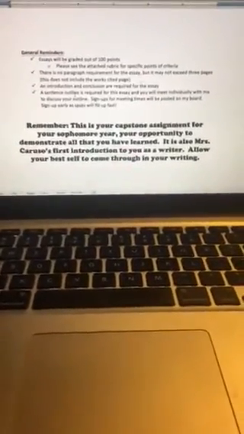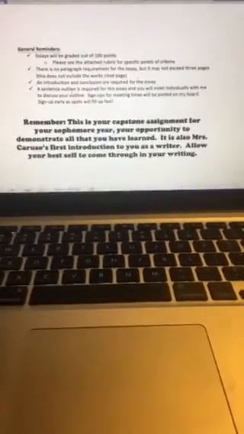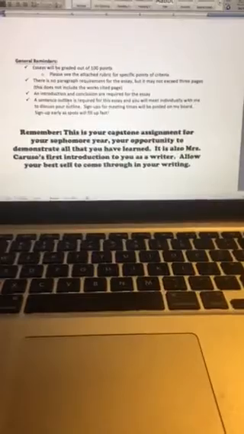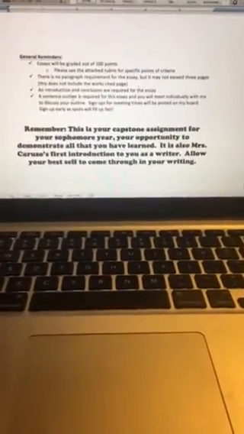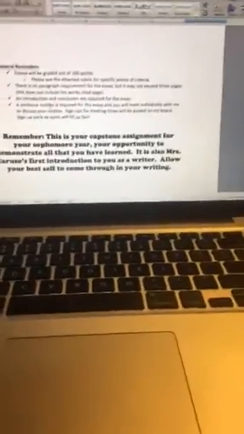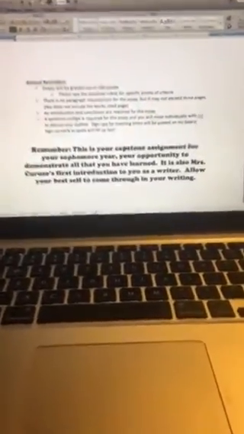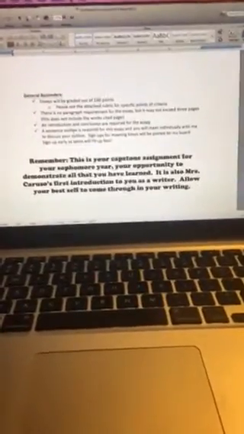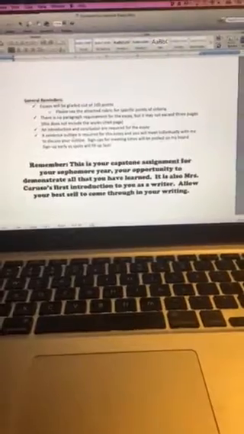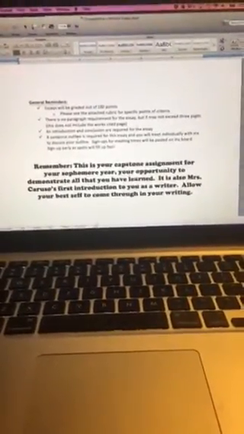Now, in terms of some general reminders, the essays, of course, are graded out of 100 points, and you have the rubric there. There's no paragraph requirement for the essay, but it may not exceed 3 pages in length. That doesn't include the works cited page. So 3 pages, absolute max. You have to cut that off, and that means you don't have a lot of room to mess around with your argument. You have to be extremely concise. You have to be extremely tight in your organization.